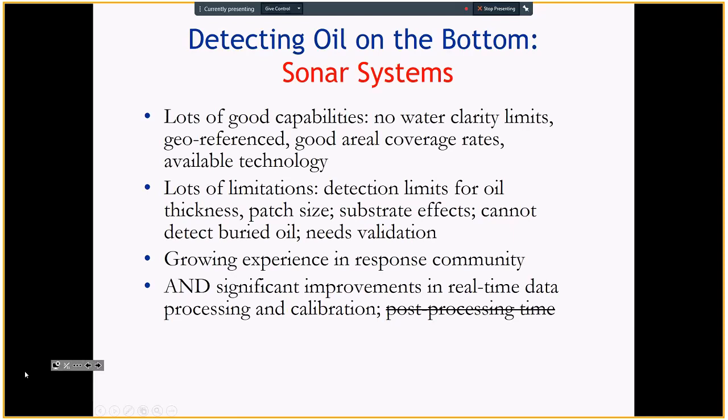But there are some limitations. The sonar can't see below the sediment surface. If the oil is buried, and I'll show you some images, you won't be able to see it. There's a certain minimum size, and all sonar systems are remote sensing, so everything has to be validated. You don't really know what you're looking at until you collect additional information. There's quite a bit of experience in the response community; a lot of folks have these systems and know how to operate them.